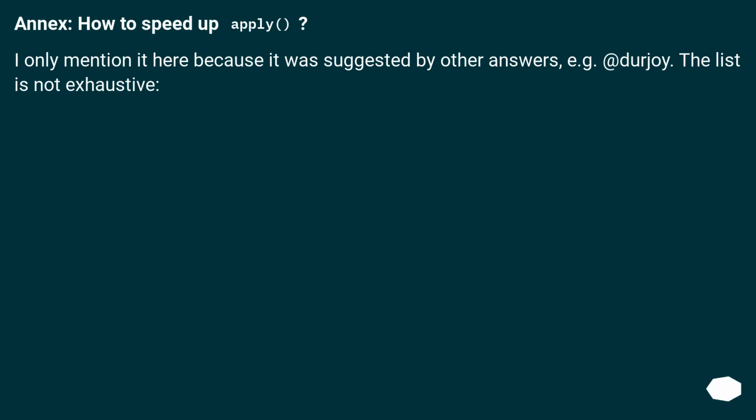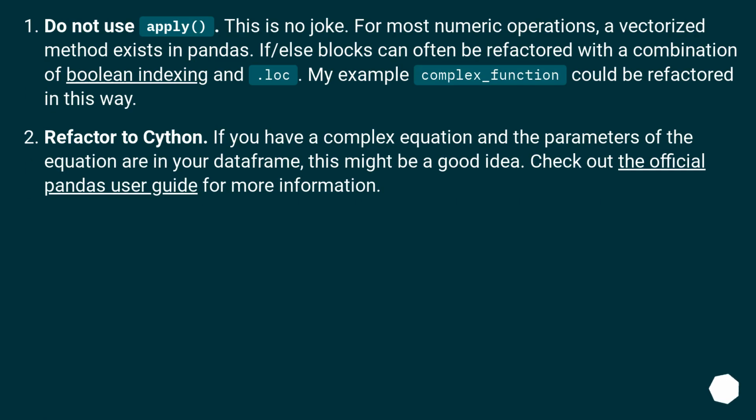Annex: how to speed up apply. I only mention it here because it was suggested by other answers, for example at Durjoy. The list is not exhaustive. Do not use apply. This is no joke. For most numeric operations, a vectorized method exists in pandas. If/else blocks can often be refactored with a combination of Boolean indexing and .loc. My example complex_function could be refactored in this way.